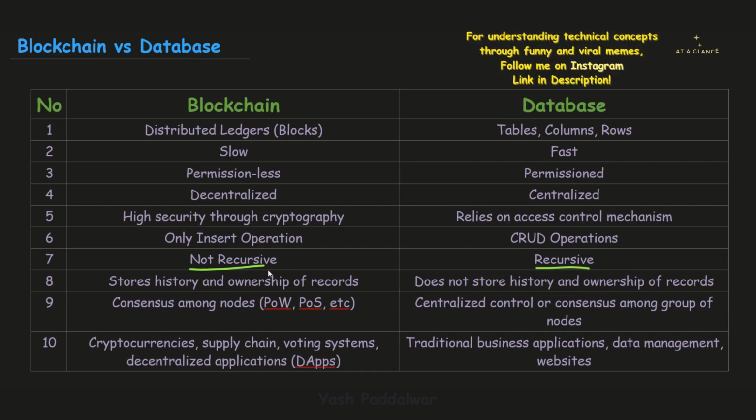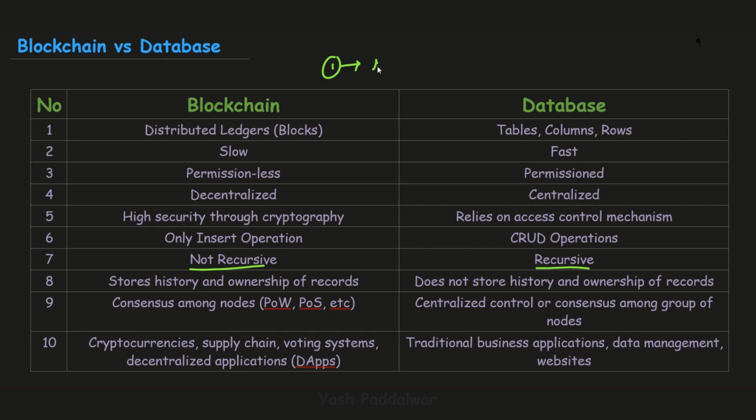Basically this means that if one transaction takes place, then that particular transaction cannot be rolled back, which means I cannot make the state of the transaction return to the initial state. So this rollback concept is not at all a part of the blockchain network. It cannot happen. That is why blockchain is not recursive. Once a transaction is initiated, it cannot be rolled back to its initial stage.